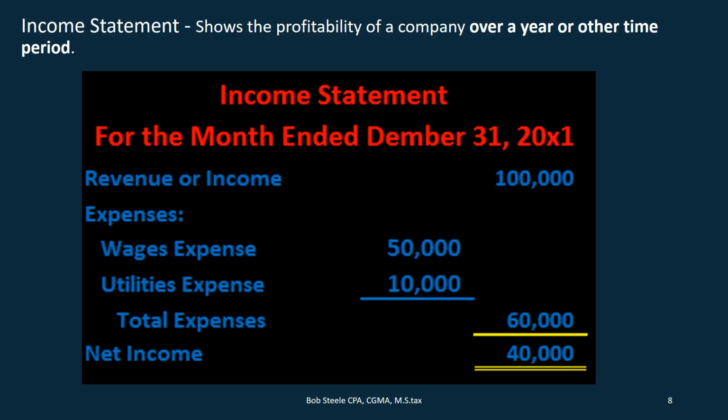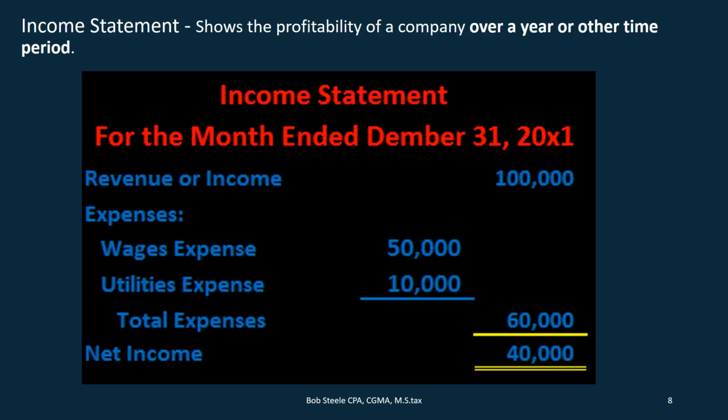If we think about wages, wages means we paid someone cash, we used up the cash in order to help us generate revenue. Or we can think of it as we consumed the use of someone's labor in order to help generate revenue. Those are going to be expenses. If we take revenue minus expenses, that gives us net income. So if I had revenue of 100,000, expenses of 60,000, the bottom line number on the income statement, net income, would be 40,000.